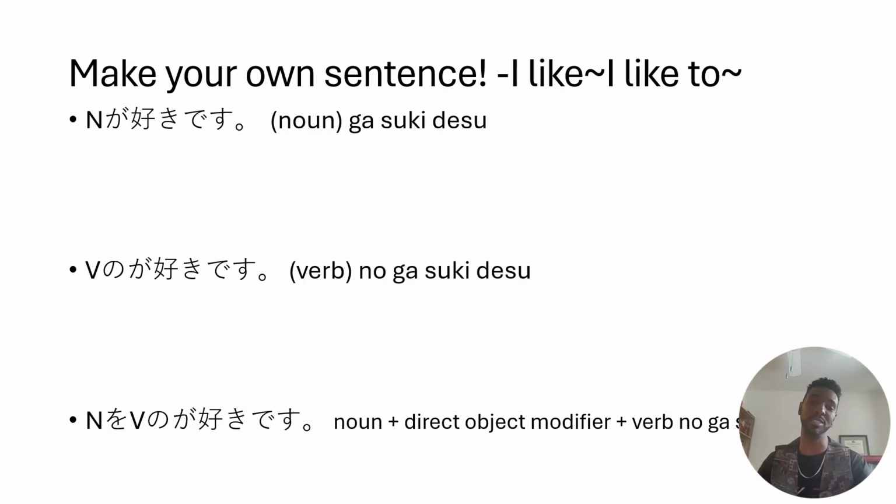Now we were going to do this in class, but I want you to make your own sentence. So noun ga suki desu. You can just do this on your own. It's not homework. This is just useful, I think. Verb no ga suki desu. So maybe come up with 2 or 3. Now, noun o verb no ga suki desu. Try to come up with your own examples. Send them to me. If you really want to learn Japanese, just email me.